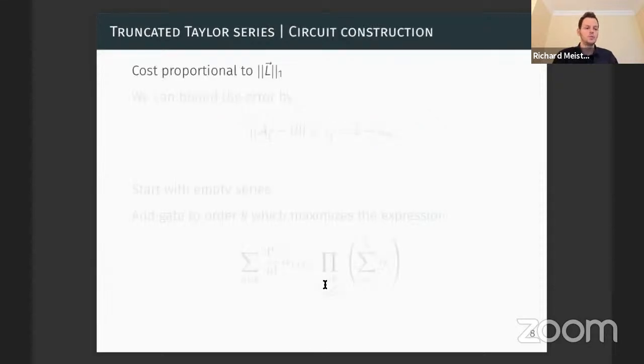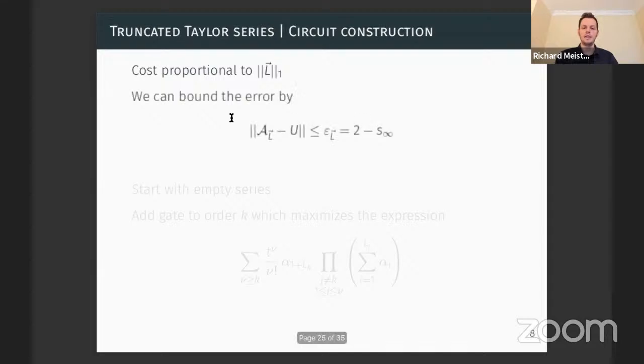Now, I don't have time to go into the exact circuit construction, but I can tell you that there is an efficient way to implement this as a sequence of gates, and that the cost it takes to implement it is proportional to the one norm of our L vector. So that is just the sum of all the terms we included in our expansion.